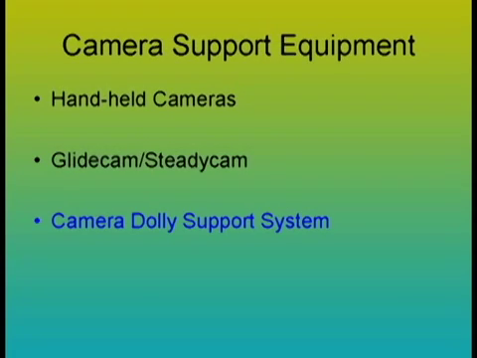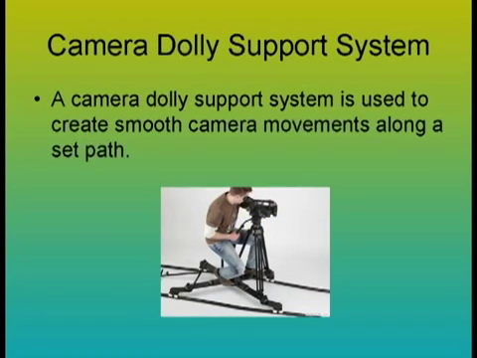Let's finish off the camera support equipment topic with the camera dolly support system. A camera dolly support system is used to create smooth camera movements along a set path. As you can see in the photo, the camera follows the rails to do this.